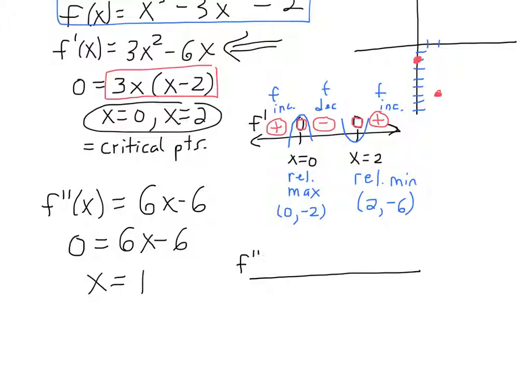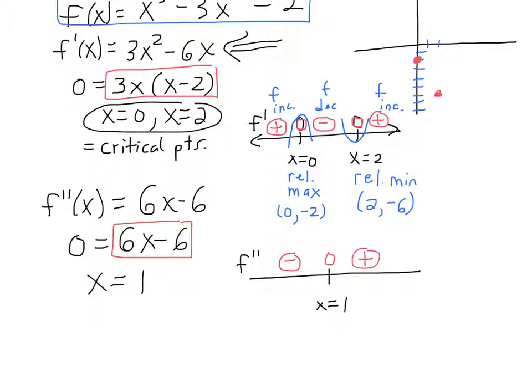But it's only going to truly be an inflection point if the second derivative changes sign, meaning there's a change in concavity. So we're going to make another sign diagram using the same principles as before. So I know that when x is 1, the second derivative is 0. So I'm going to mark a 0 above that. Plug into your second derivative equation something to the left of 1. That's going to give us a negative, and then something to the right of 1, something greater than 1, that's a positive.